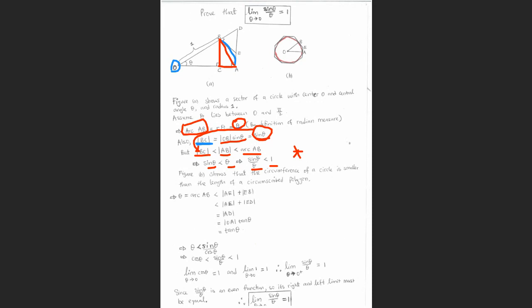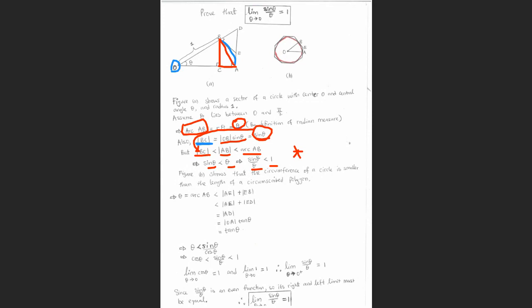It fits inside the polygon, and the polygon has sharp edges, which shows that if I flatten out that polygon, definitely the length there is going to be longer than the circumference of the circle. All right, and using that idea, we can say that the arc AB.